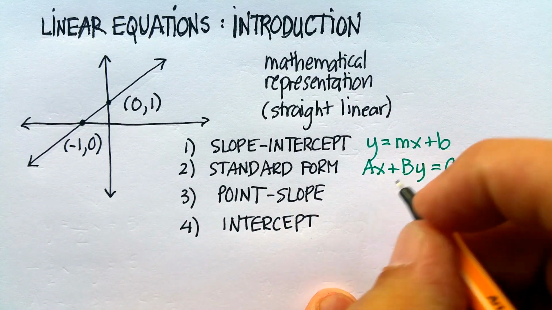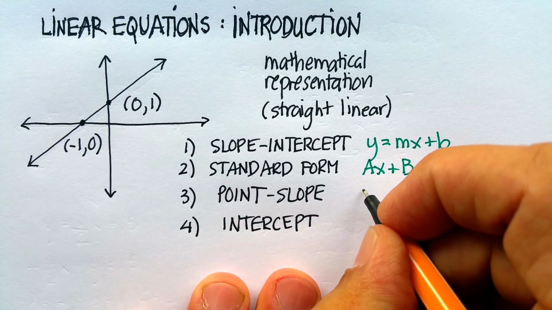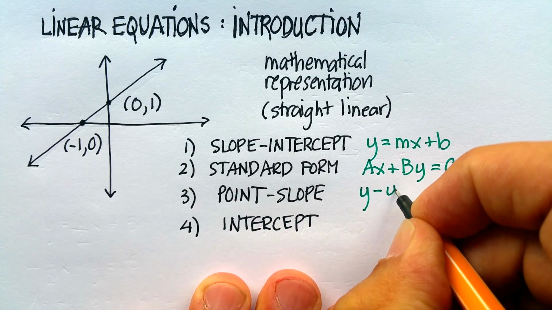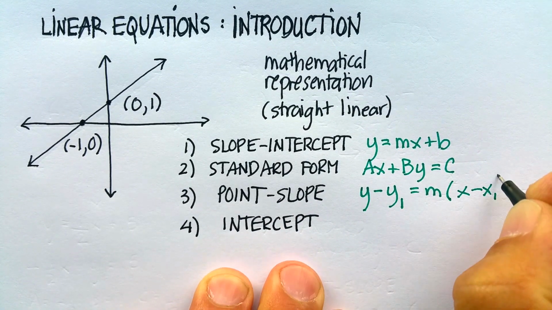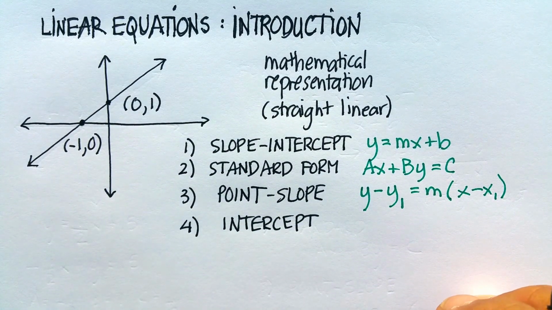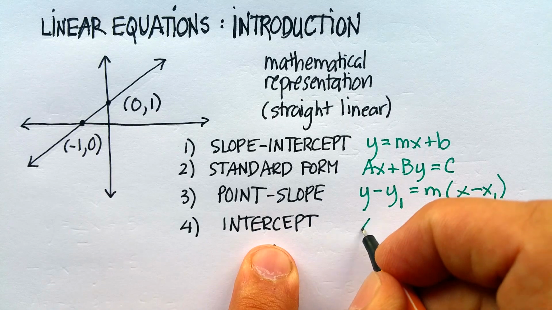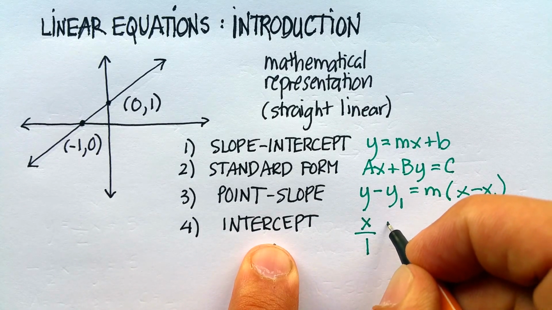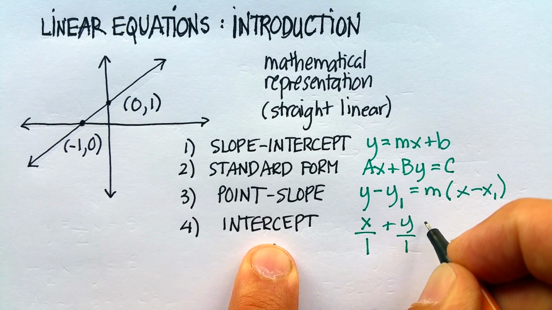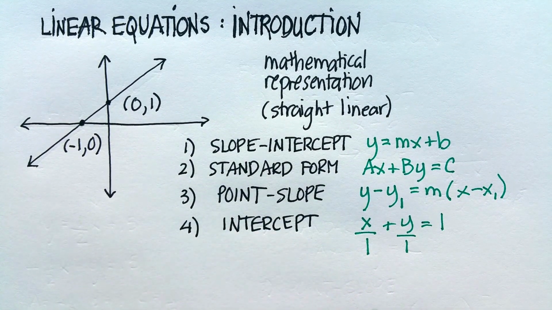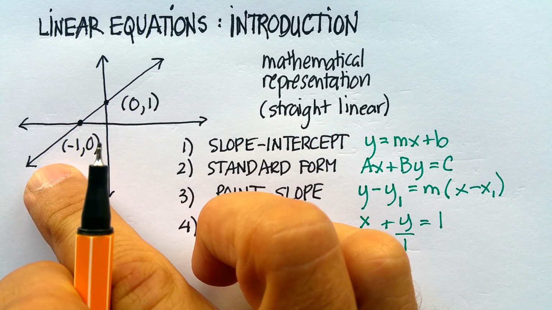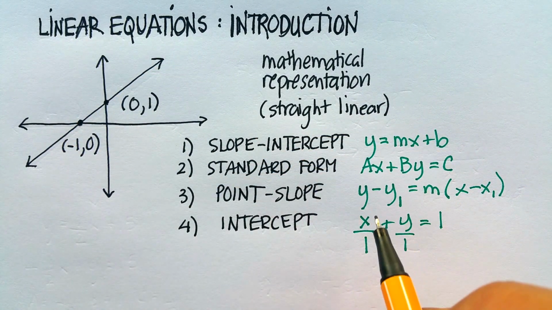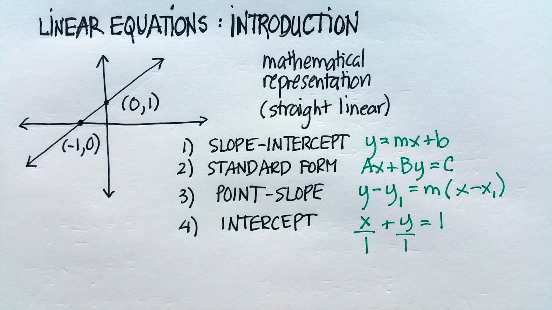The point-slope form follows this formula: y minus y1 is equal to m times x minus x1. And then the intercept form is x over a plus y over b is equal to 1. Now, in order to have this make a little more sense, let's see if we can represent this line, this equation, in each of these 4 forms.